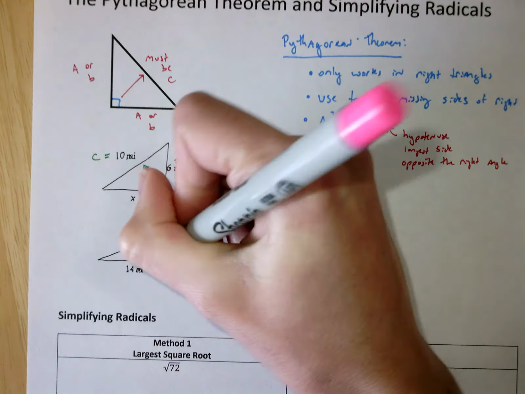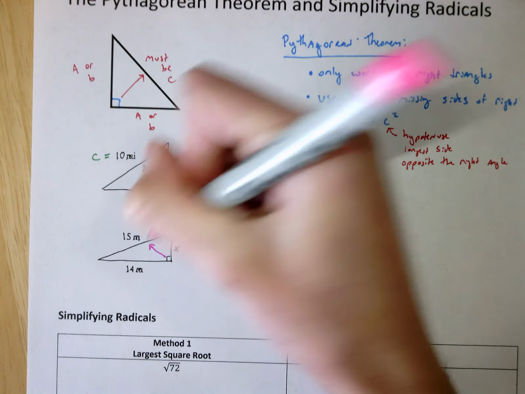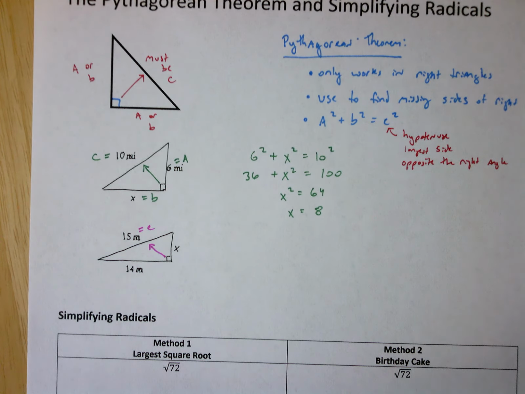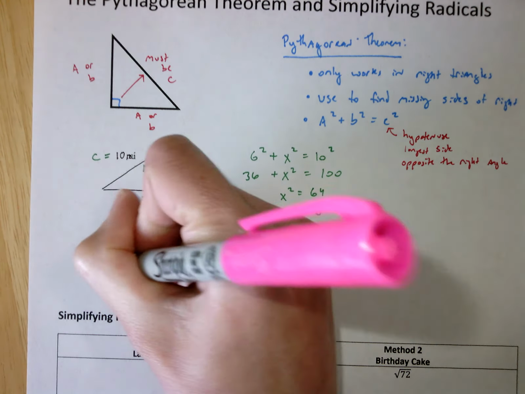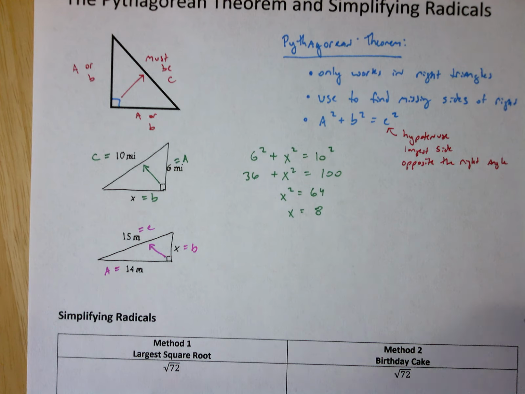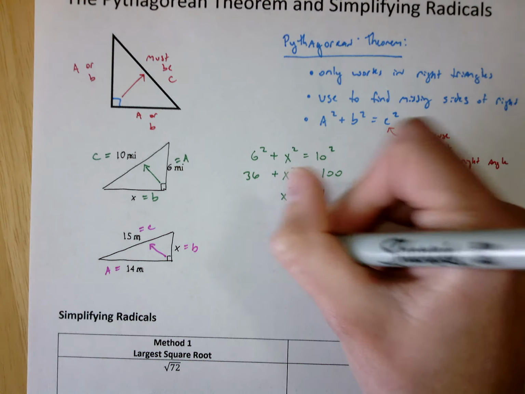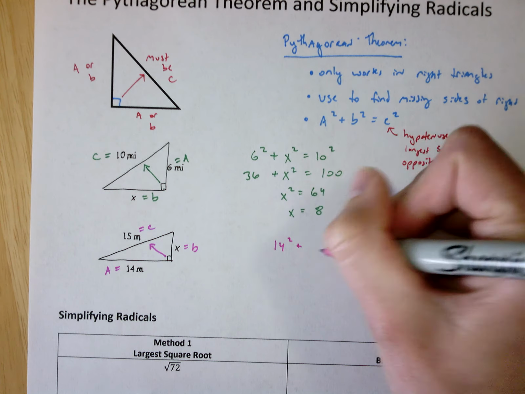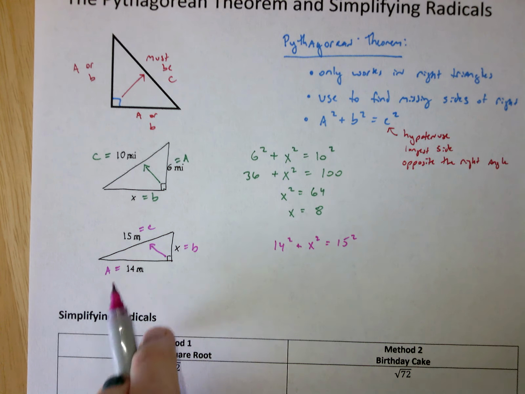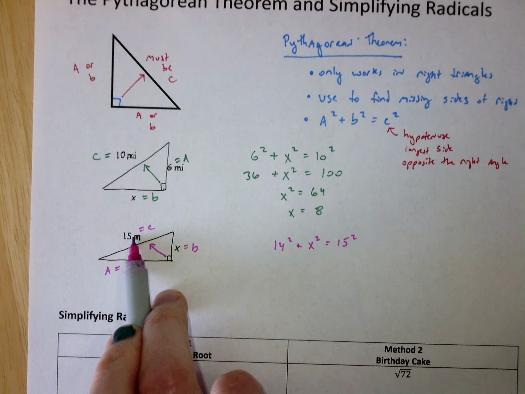So in this guy, again, here's my right angle. So that side opposite is going to be C. Okay, these two, it does not matter which one I make A and which one I make B. I'm going to call this one A. I'll call this B. Okay, so Pythagorean theorem, a squared plus b squared equals c squared. So 14 squared plus x squared equals 15 squared.